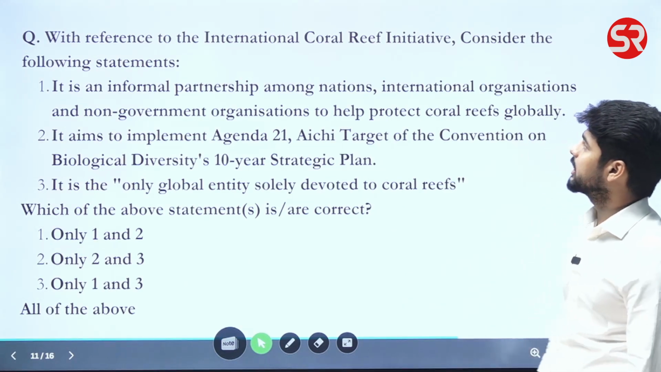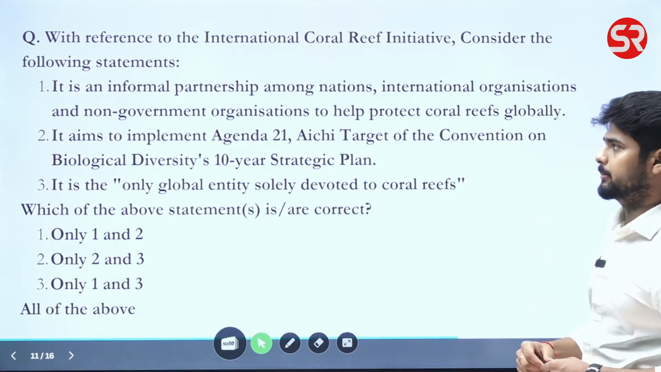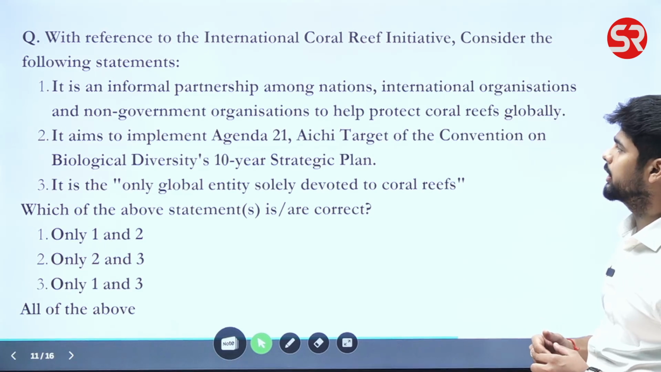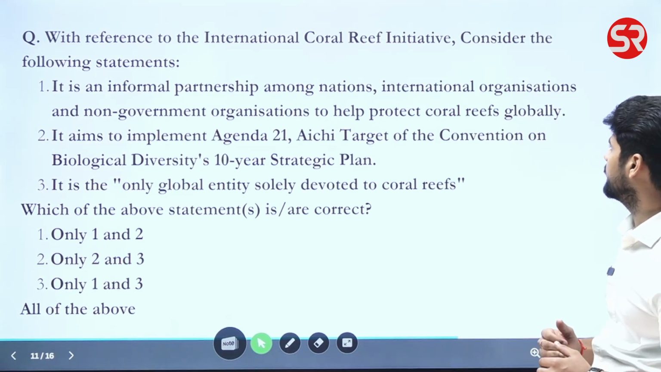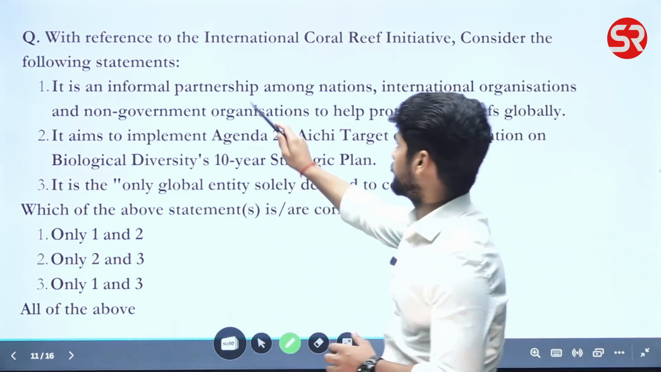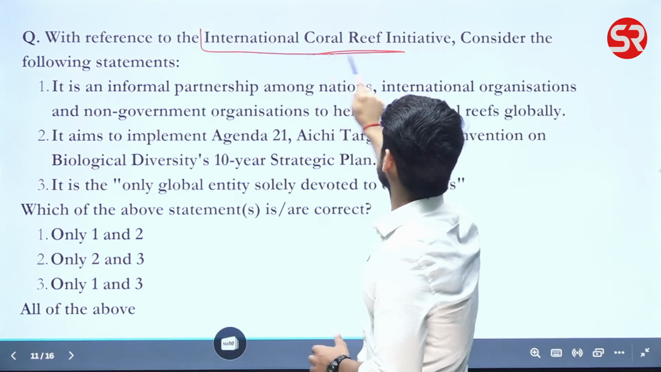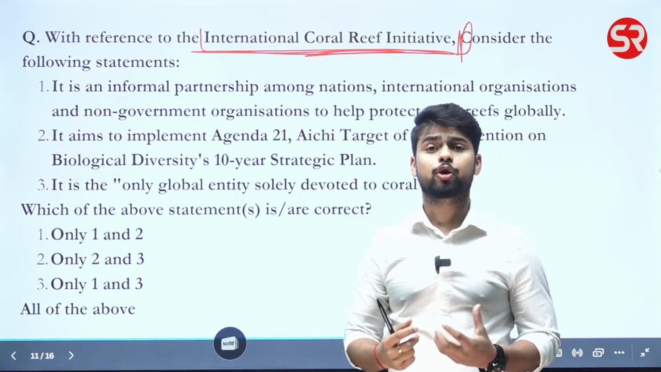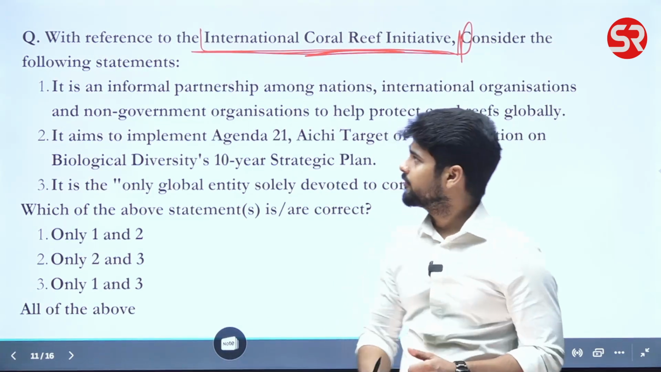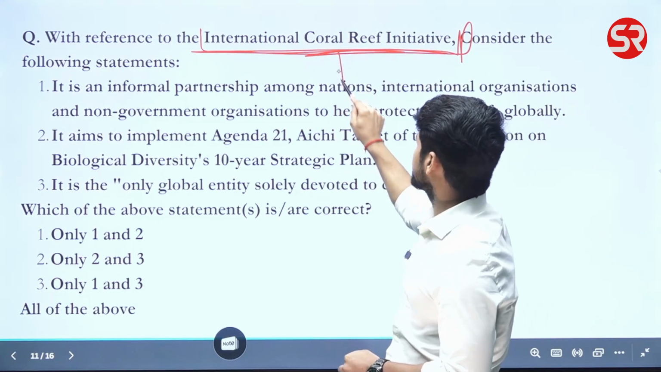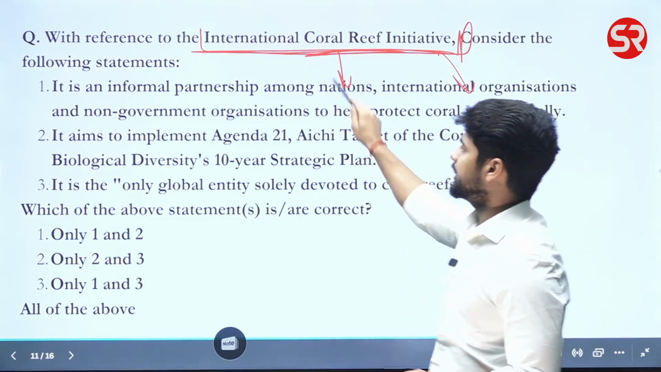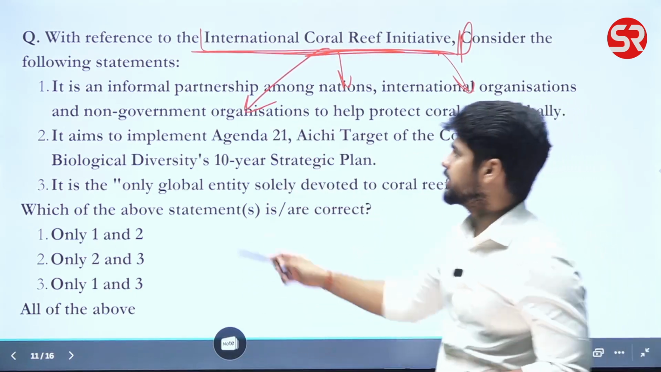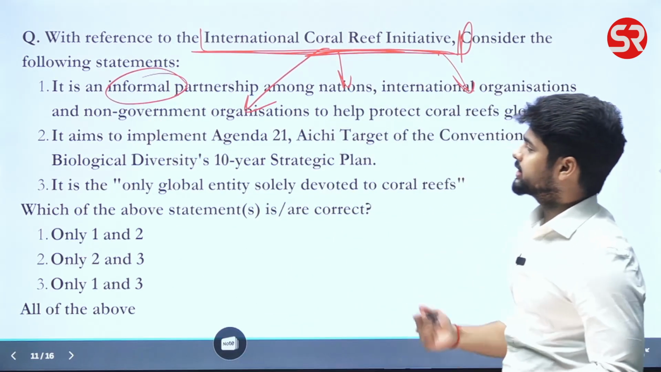Now, with reference to the International Coral Reef Initiative, consider the following statements. Number one, it is an informal partnership among nations, international organizations and non-government organizations to help protect coral reefs globally. As the name suggests, it is an initiative, and this particular body, ICRI, is taking care of corals by preserving and protecting them. Various nations, international organizations and NGOs are participating. If they are from multiple dimensions, then it is informal.